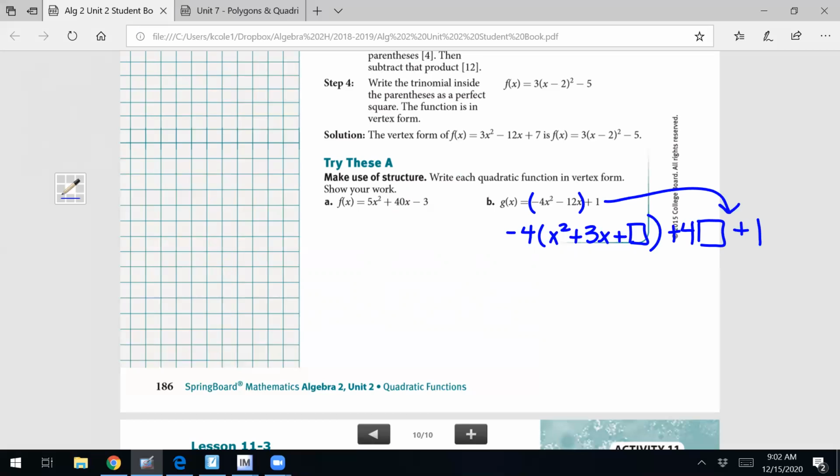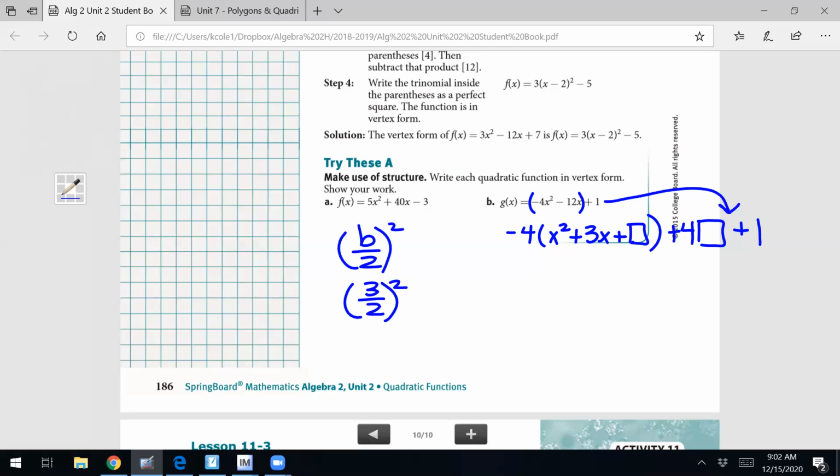Everybody still with me how I set that up? If you can get to that point, you're golden. Okay, that's the hardest part, getting it set up. How do we get what goes into the box? B divided by 2 squared. Who's B? 3 divided by 2 squared.